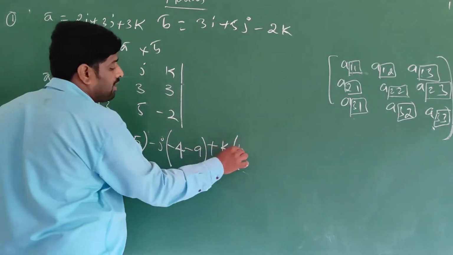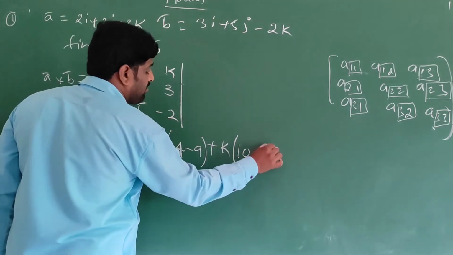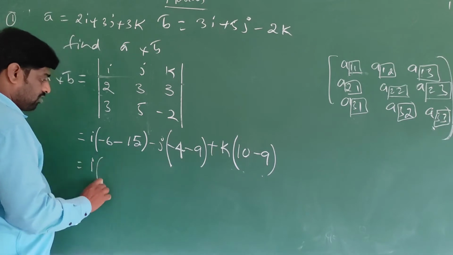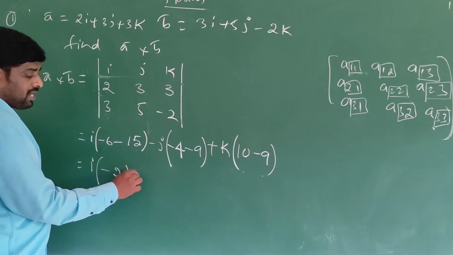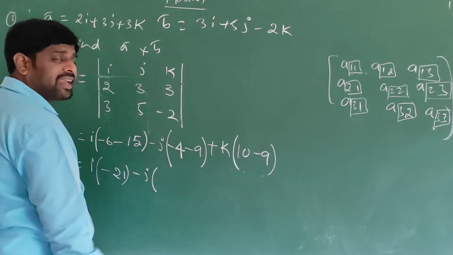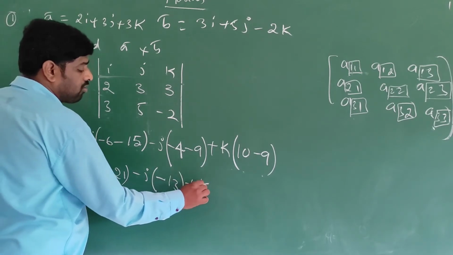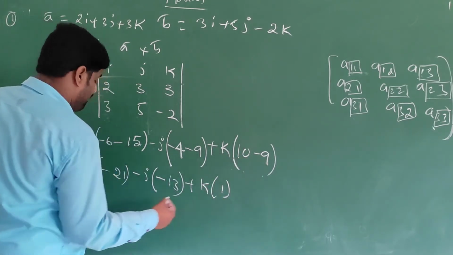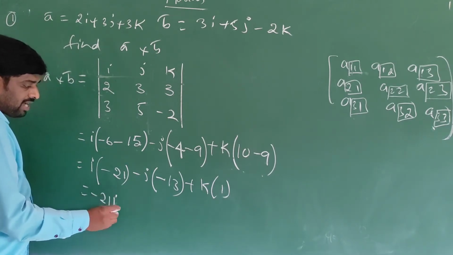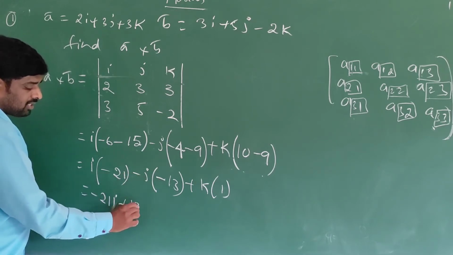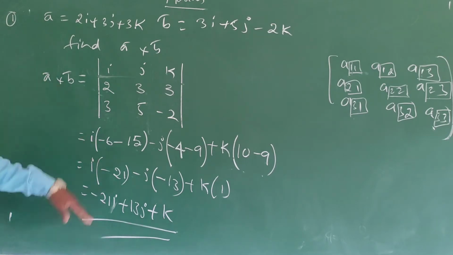2 5s are 10, 3 3s are 9, that is i into minus 15 minus 6 is minus 21. Minus j into minus 9 minus 4 is minus 13, plus k into 10 minus 9 is 1. That is minus 21i plus 13j plus k.